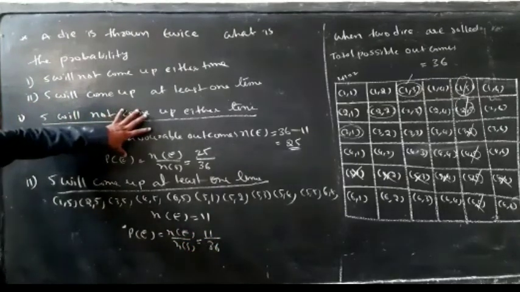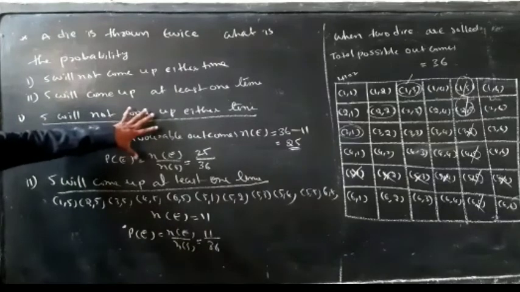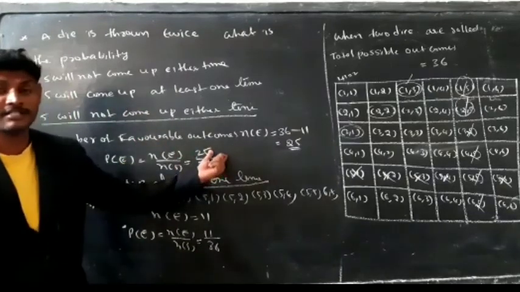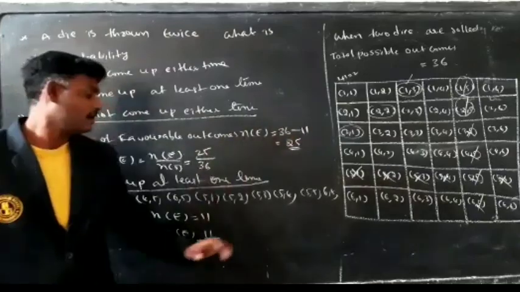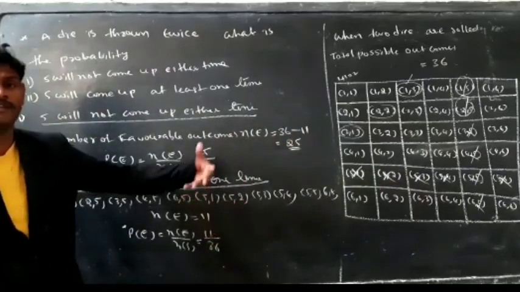According to the first question, I didn't want 5 on top of the pairs. So here 25 pairs are not giving 5. Here only 11 pairs are giving 5.